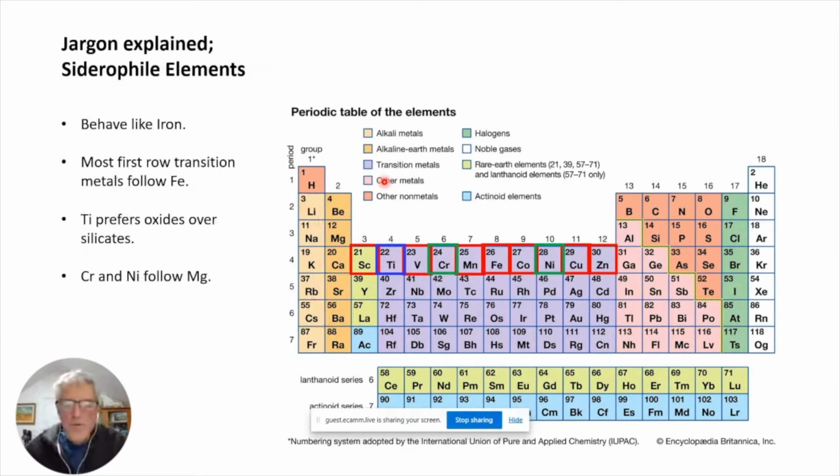The next thing, I'm going to briefly look at the first row transition metals. Titanium will go into oxides, chrome and nickel follow magnesium, but the rest of these in red all have chemistry that's very much like iron. So all of these things will be highly correlated with iron. They'll go into pyroxenes and into hornblende and into biotite. But they all have some quirky little thing that makes them a bit different to their neighbours. So the way they partition from each other is really important in working out which mineral phases are crystallising and fractionating as a magma evolves.